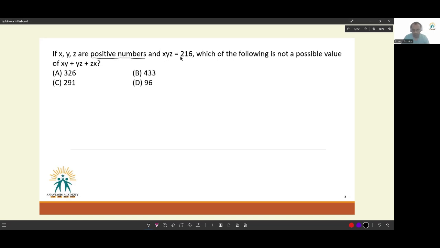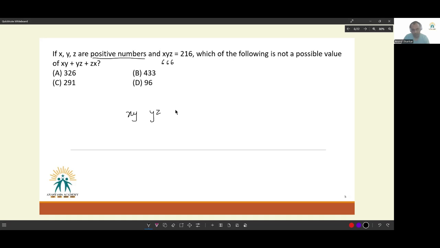If I take the numbers to be 36, 6 and 1, I can get to lots of cases. We can keep them very, very far apart. We can keep them very, very close together. So very, very close together would mean all three of them being 6, in which case we are going to get xy, yz plus zx.